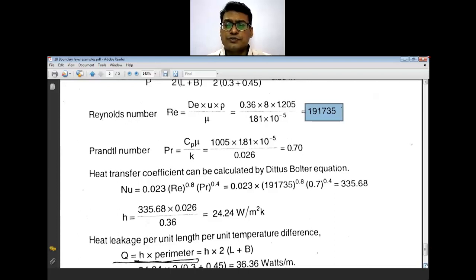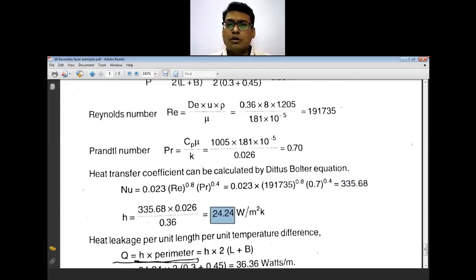Then the heat transfer coefficient. Now the second important correlation to calculate the heat transfer coefficient is the Dittus-Boelter equation. So this is for the turbulent conditions, where the Reynolds number values are very high and Prandtl number values are low. So this Dittus-Boelter equation is Nusselt number equal to 0.023 into Re raised to 0.8 into Pr raised to 0.4. So Nusselt number comes as 335. From there we can calculate the heat transfer coefficient.